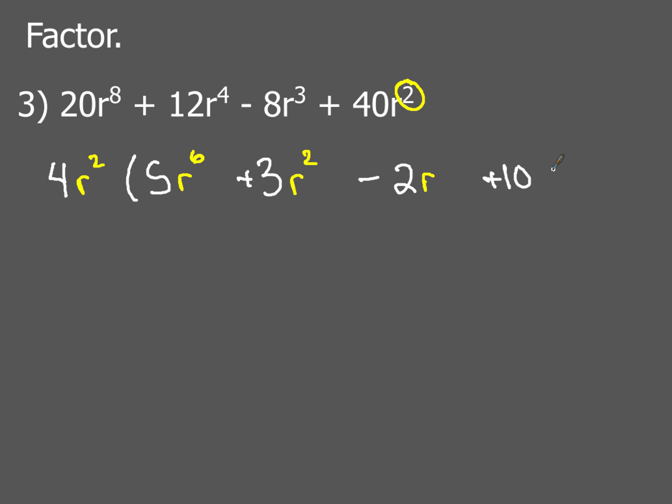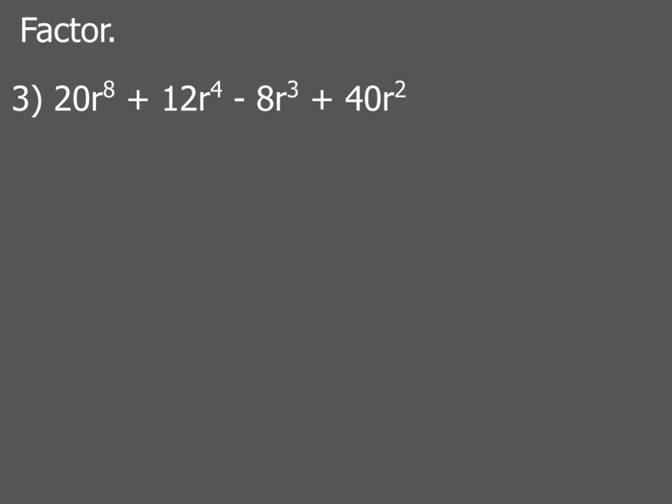There is one exception to that, and you'll learn about that later in another math class. So our final answer on this one is 4r squared times the quantity 5r to the 6th plus 3r squared minus 2r plus 10.